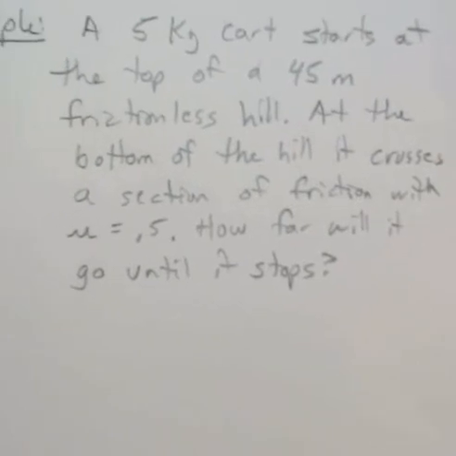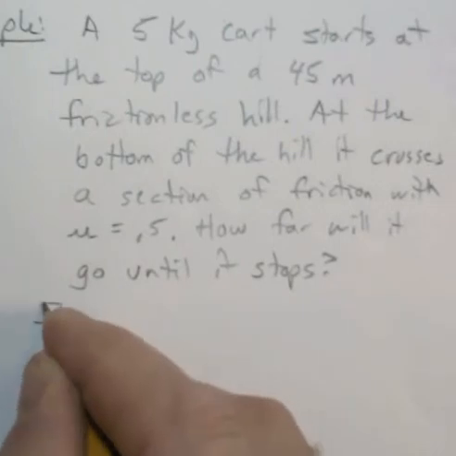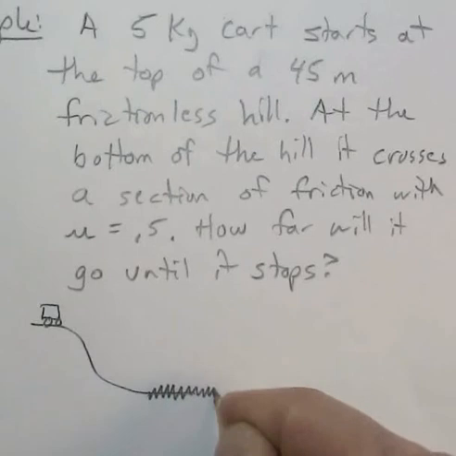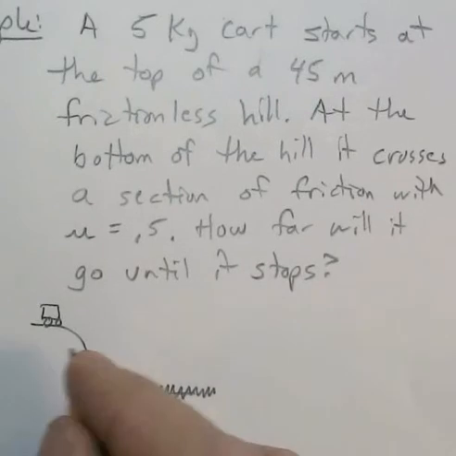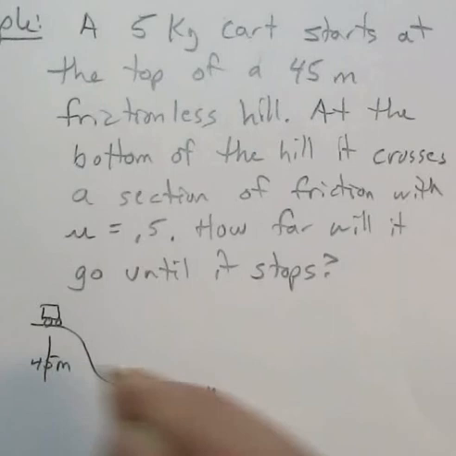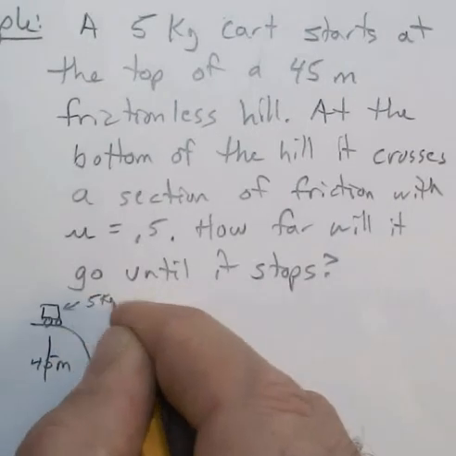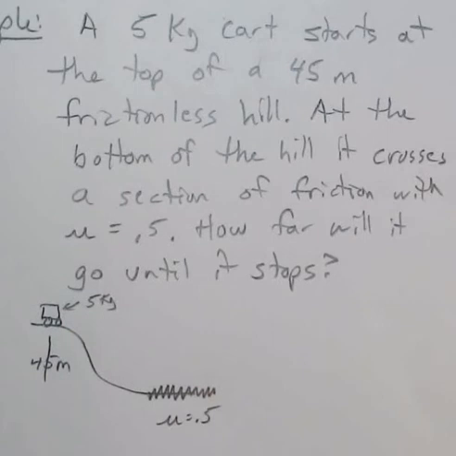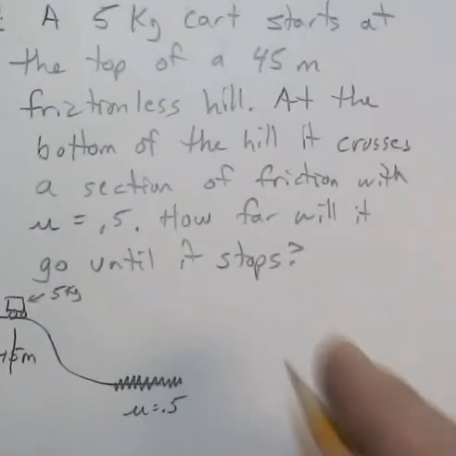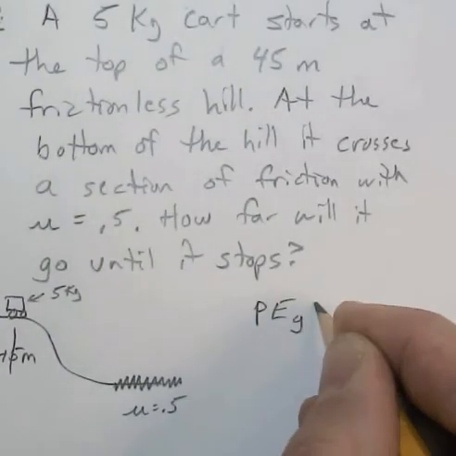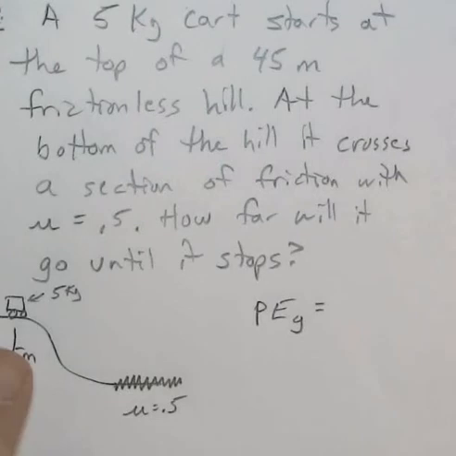What's the first thing we do then? Equations. Well, we could start with a picture. Let's put a simple picture on there. So here's our cart. At the bottom of the hill, we've got friction. The hill is 45 meters high. Friction's mu equals 0.5. The cart's 5 kilograms. And away we go. What do we have at the start? Potential energy, gravitational. It's not moving, so there's nothing else going on. There's no spring in there.